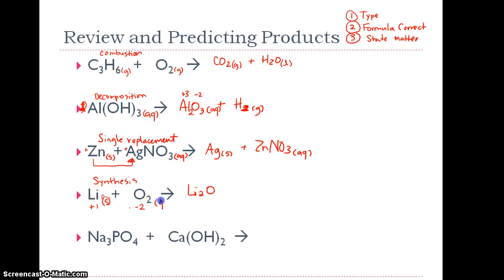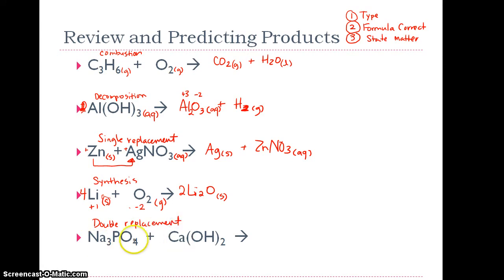Okay? And lithium is a solid. This is a gas. So this is still going to be a solid. It's just going to be oxidized. Now you would want to go through and you're going to need a 2 here for the 2 oxygens, and then you're going to need a 4 for the lithium. And obviously this big one is a double replacement reaction.